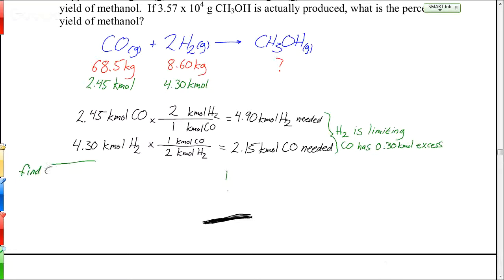Let's do it all the way out to find the amount of methanol that we expect to produce. So we have to start from the quantity of hydrogen because we decided that was the limiting reactant, right? All right, let's try that. 4.30 kilomoles of hydrogen. And the stoichiometry tells us that these should be 1 to 2.